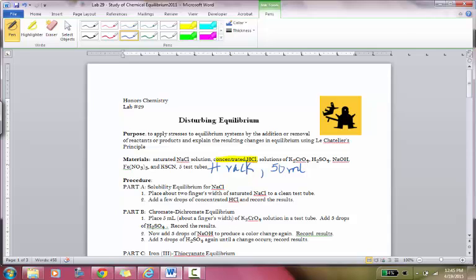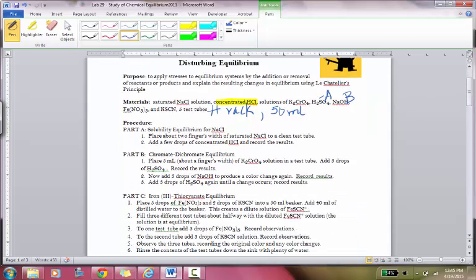Otherwise, these other solutions, the potassium chromate, the H2SO4, sulfuric acid, the sodium hydroxide, which is the base, the iron nitrate, and the potassium thiocyanate are all in the little red racks in dropper bottles right at your lab stations.